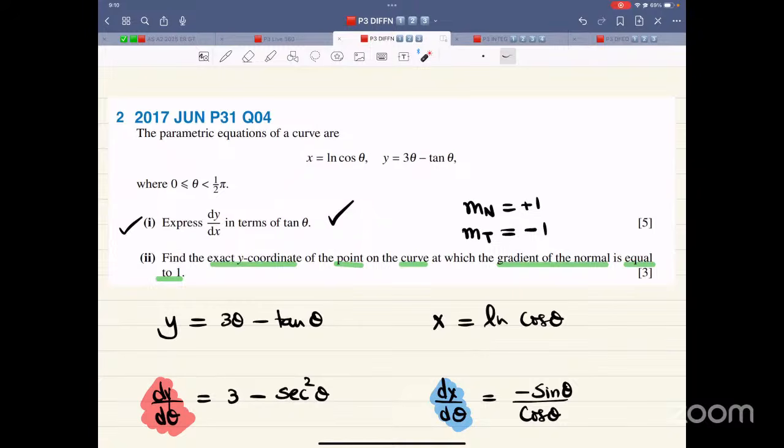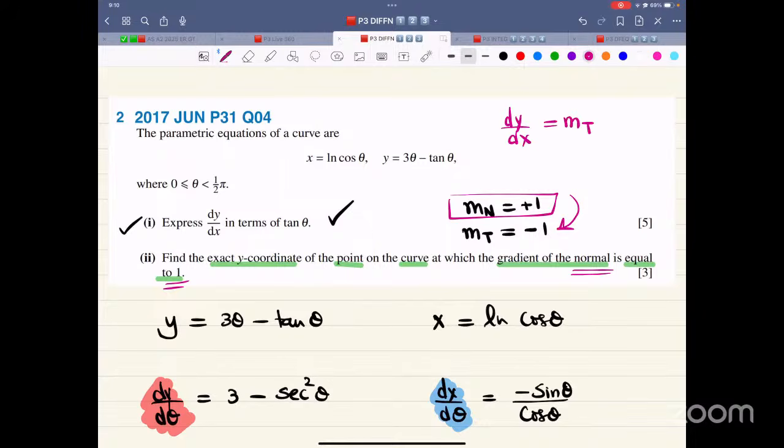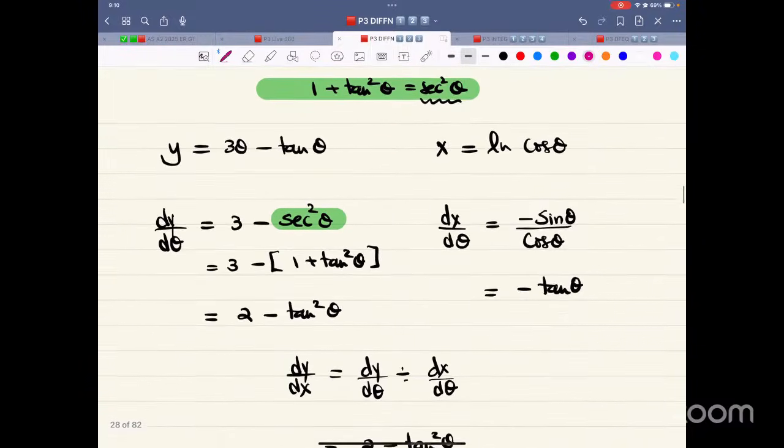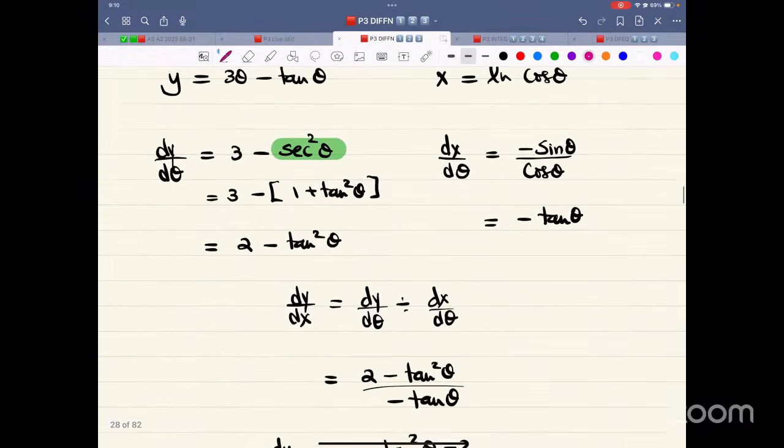Now, our gradient of tangent is -1. So therefore, the gradient of normal is +1. Normal is +1. So we are going this way. So the gradient of normal is +1. That is what's given over here. We need to find the gradient of tangent, because dy by dx is the gradient of tangent. So now take dy by dx and equate it to this.